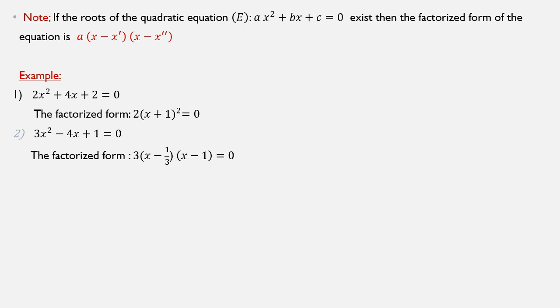And as a last note, we can write the factorized form of any quadratic equation E, of course, if it has roots. After finding these roots, the factorized form will be written in the form a into x minus x prime into x minus x double prime.